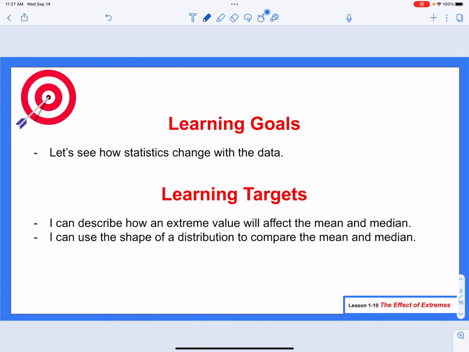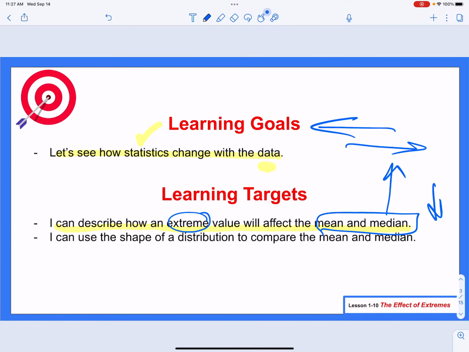So here we go, our learning goals for the day. Let's see how statistics change with the data. When we start messing around with the data a little bit, what happens to our stats? Learning targets: I can describe how an extreme value will affect the mean and median. We're going to talk about how an extreme value is going to have an effect on the mean and median. It might make it increase, it might make it decrease, go to the right, go to the left, depending on how you look at things.